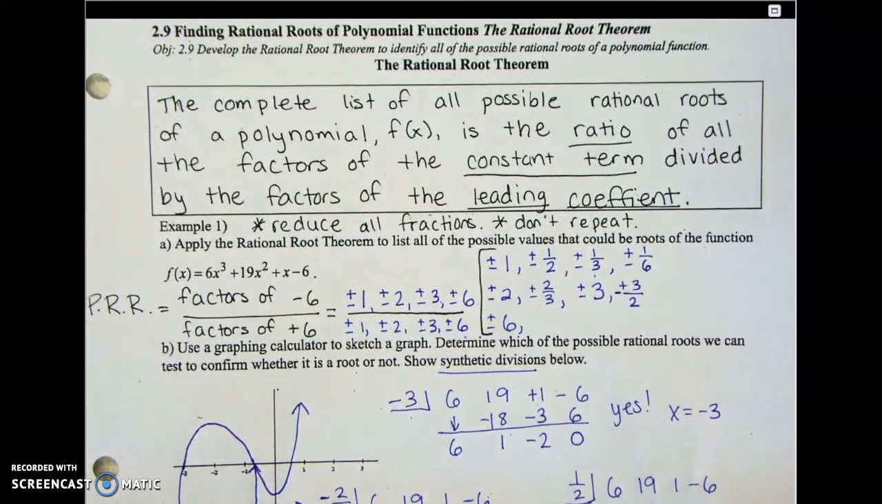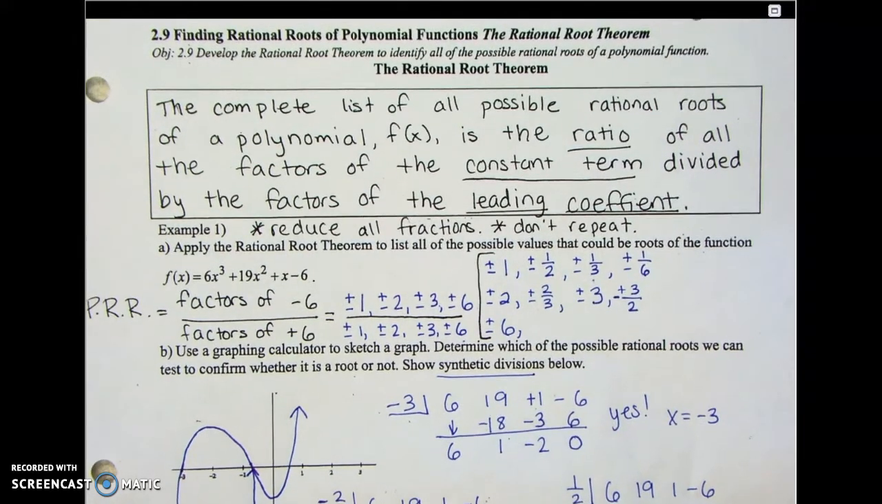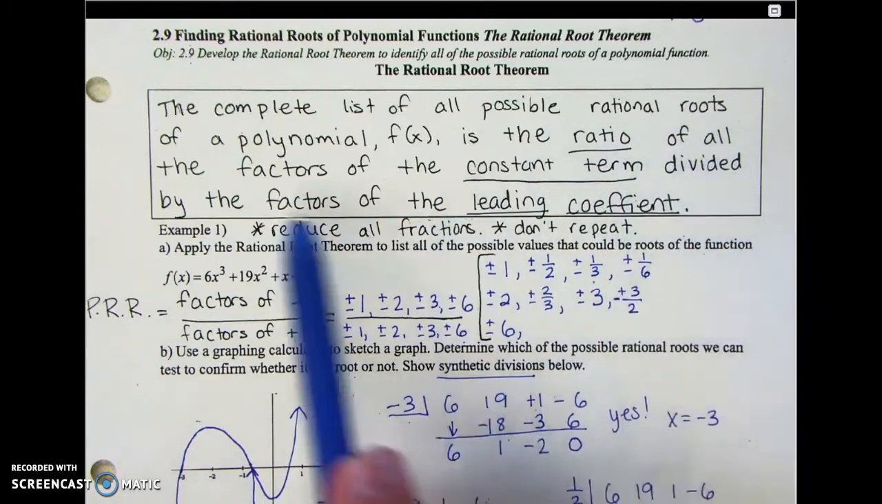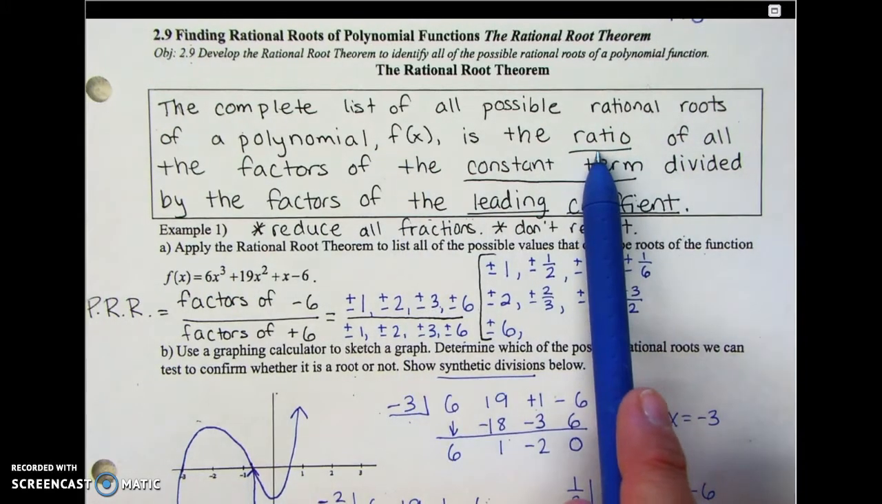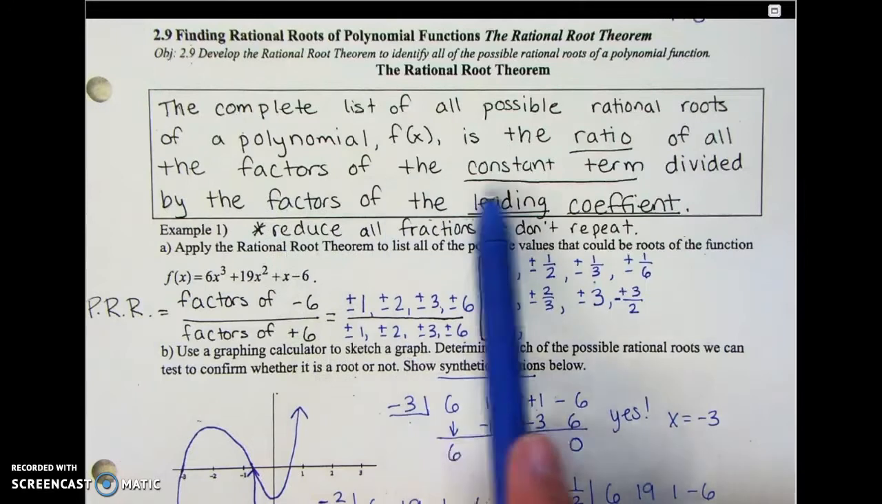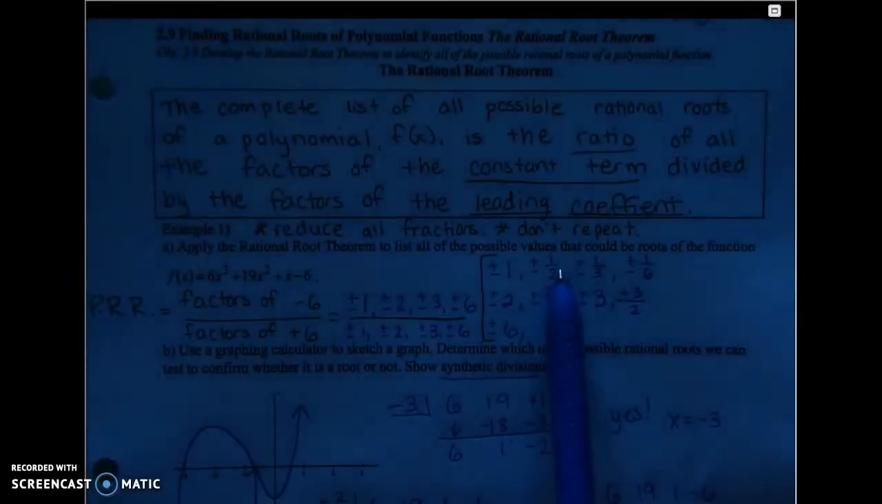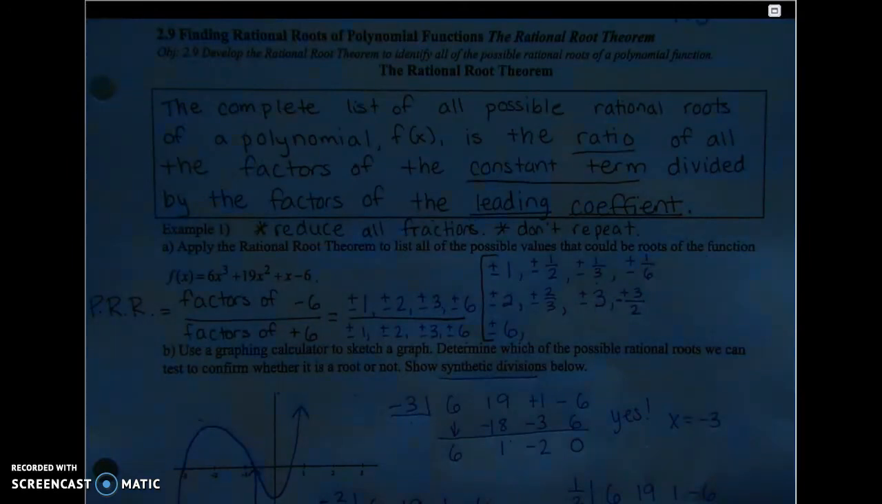Hi everyone, this is a continuation of the notes. So this is the rational root theorem, and the rational root theorem says the complete list of all possible rational roots of a polynomial is the ratio of all the factors of the constant term divided by the factors of the leading coefficient. And we did example 1 together in class.